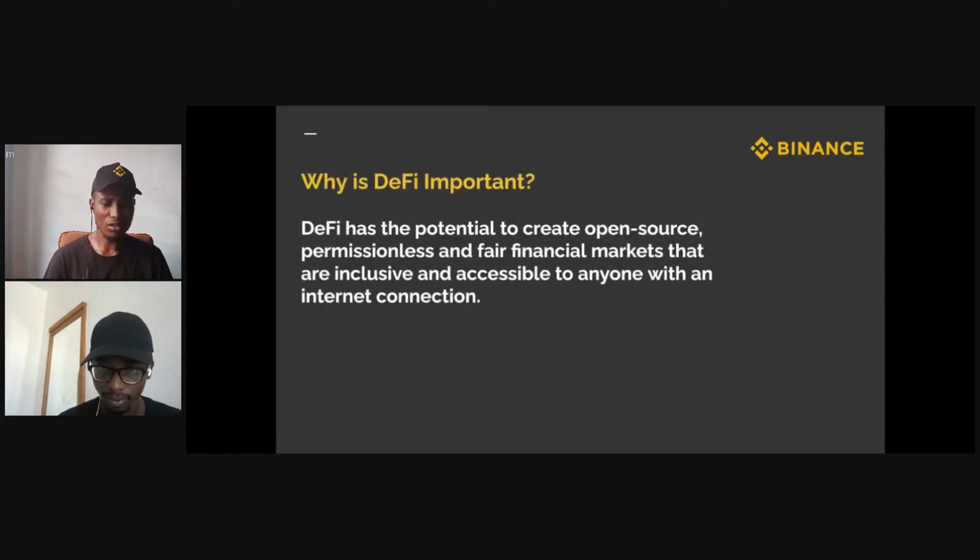Let's move on. Why is DeFi important? These are some of the things you need to know. You need to be convinced enough before you participate in the ecosystem. DeFi has the potential to create open source, permissionless, and fair financial markets that are inclusive and accessible to anyone with an internet connection. So all you need to access DeFi is a device that can access the internet and can also run the dApp.